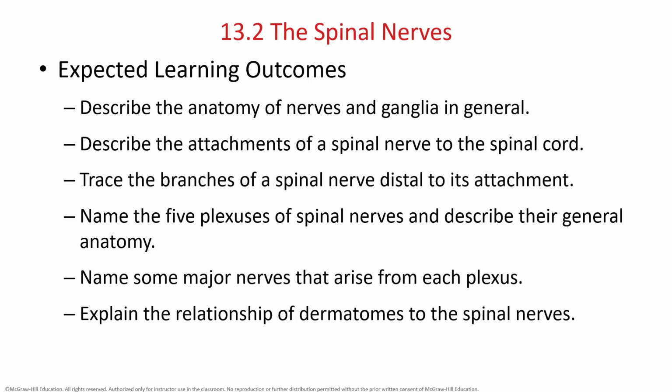We're going to name the 5 plexuses of the spinal nerves and describe their general anatomy. We're also going to name some major nerves that arise from each plexus. We're going to explain the relationship of dermatomes to the spinal nerves.